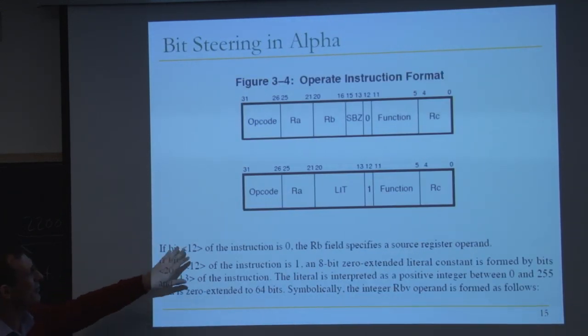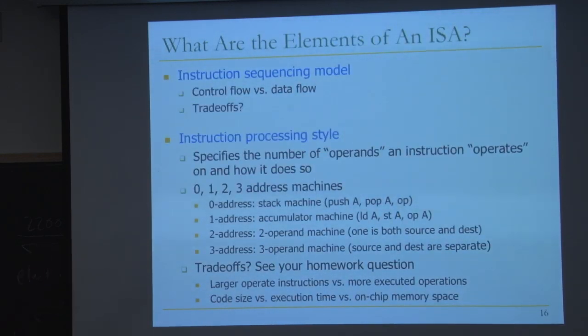Okay, but you know what it is now. You could think of this as a sub-opcode also. Okay, so what are the elements of an ISA? We saw the instruction, right? Instruction definition and encodings. Definitely, those are elements.